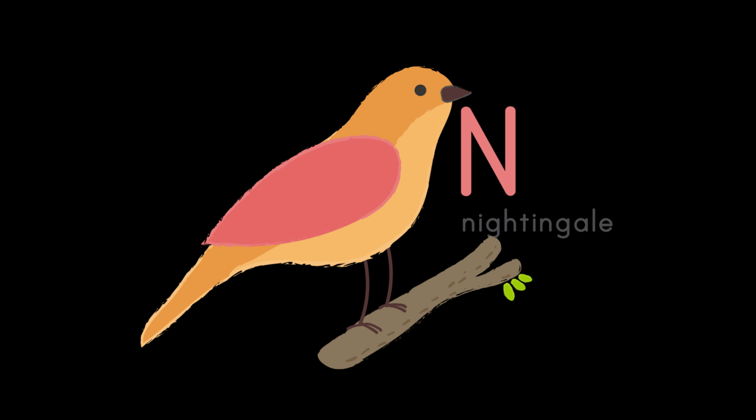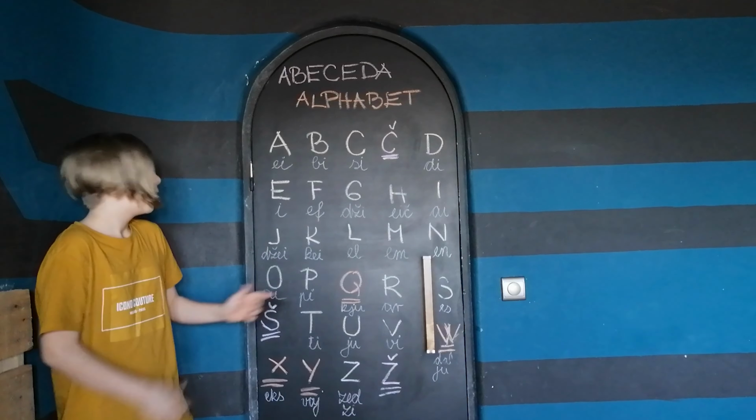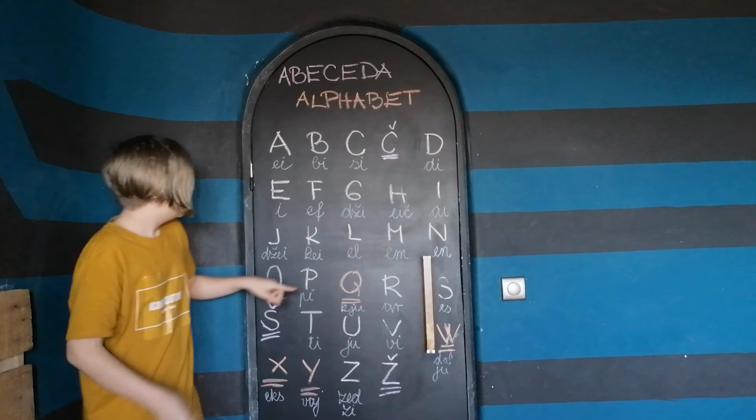N. For example, we have a bird that's called nightingale, but in Slovenian we say N as N, so for example, I have netopir. O. For example, for English we have owl, and for Slovenian we say O as O, so we have ovca. P. For example, in English we have penguin, but in Slovenian we say P as P, so for example, we have pes.